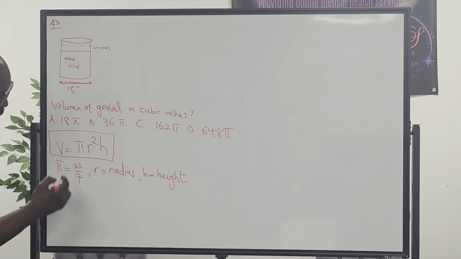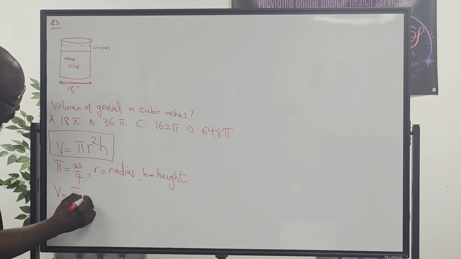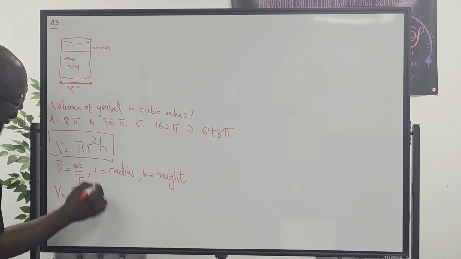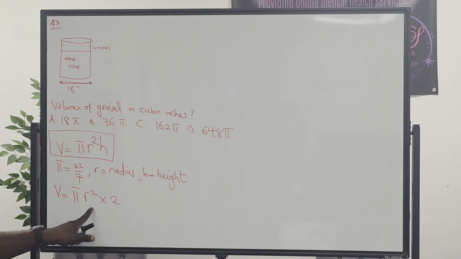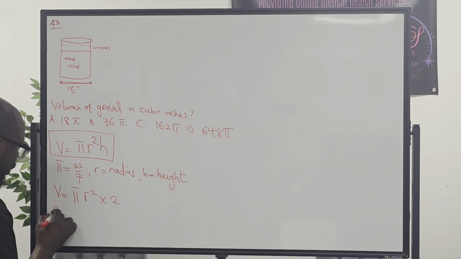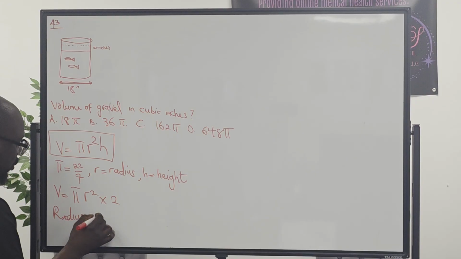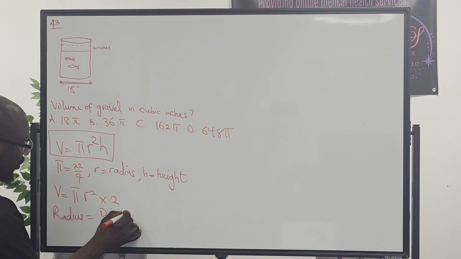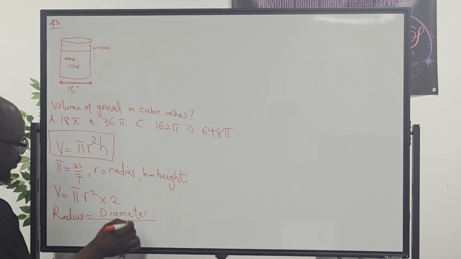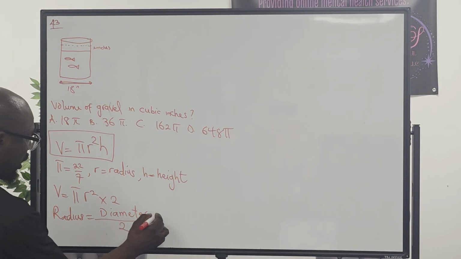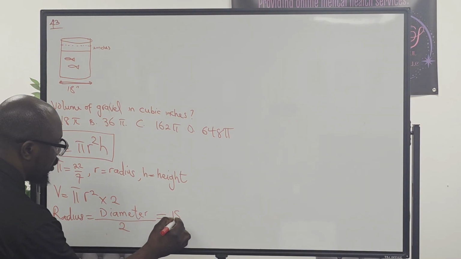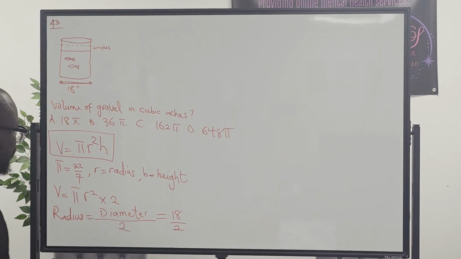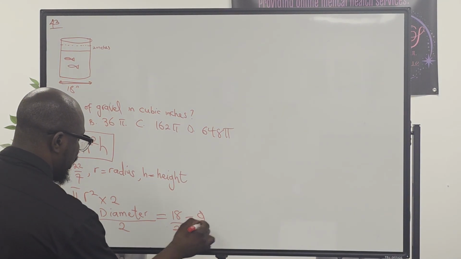So that means that V is equal to pi r squared, where r is the radius, and the height is 2 inches, which they gave to us earlier. So now let's find what r is. Radius is going to be equal to diameter divided by 2. That's the radius. Our diameter here is 18, so we have 18 divided by 2, which gives us 9.